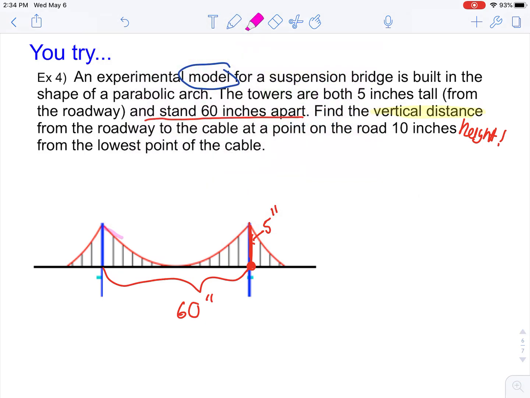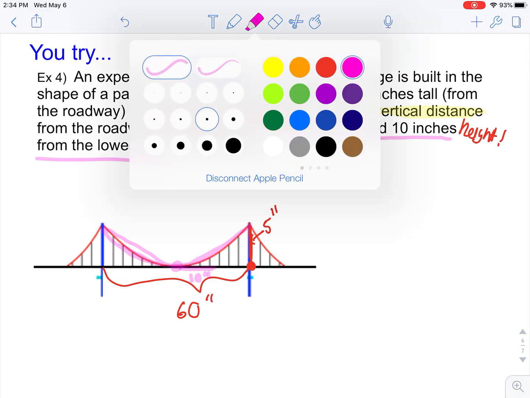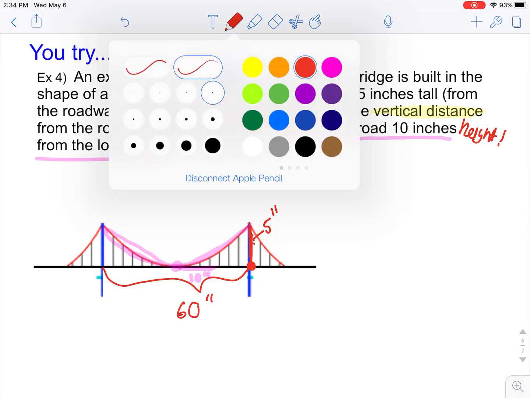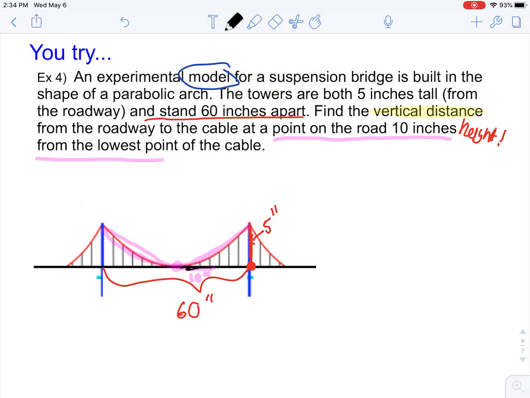Well, where is the lowest point on the cable? The lowest point on this cable is actually going to end up being the vertex of the graph. So what I'm asking is, if we are on a point on the road that is 10 inches from the vertex, so if I go over 10 inches, I want to know how high up will I actually be. This is what we're looking for, that height.